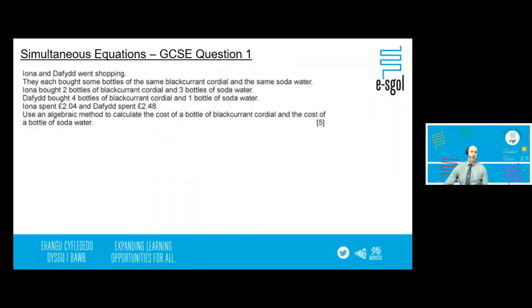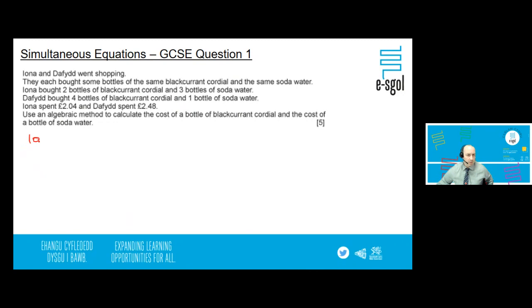So use an algebraic method to calculate the cost of a bottle of blackcurrant cordial and the cost of a bottle of soda water. Now, it doesn't give us any variables in the question. It doesn't tell us to use x or y. But in this question, I think it's going to be worthwhile making up our own variables. So the logical thing would be B for blackcurrant, and I think we'll use an S for soda water.